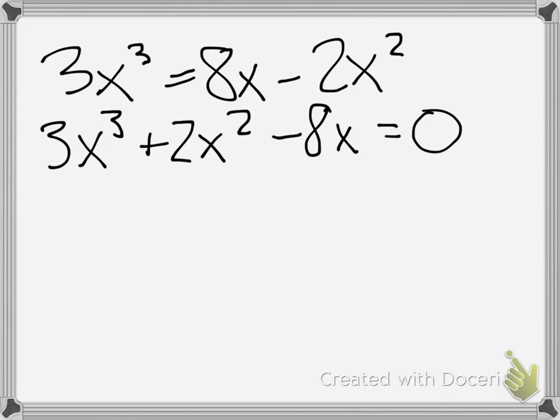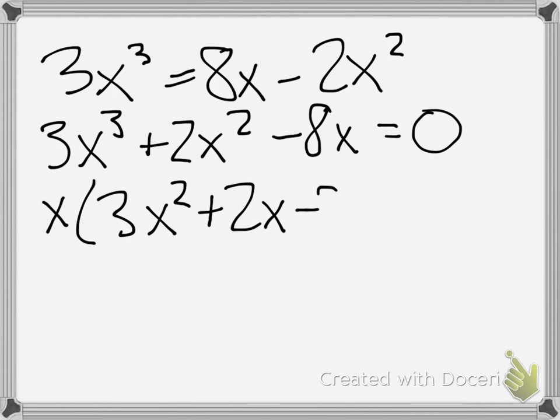I'm going to look at that left-hand side of the equation, and I'm going to think the first thing I'm always supposed to do is try GCD. Certainly, these have a common factor. Their common factor is x. So I'm pulling x out of each term. x times 3x squared plus 2x minus 8 equals 0.